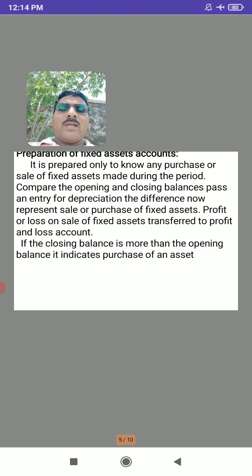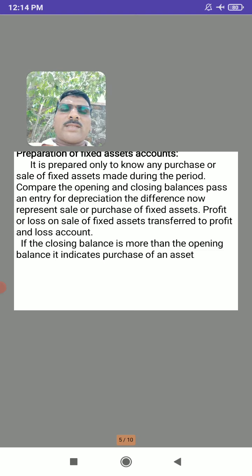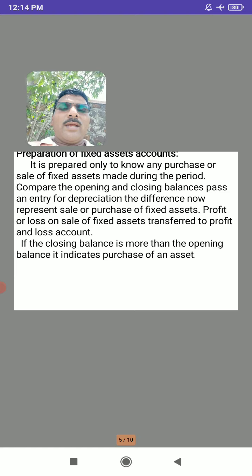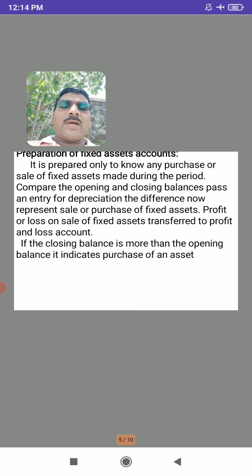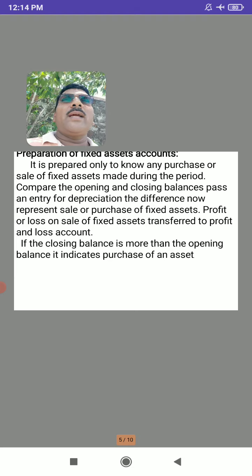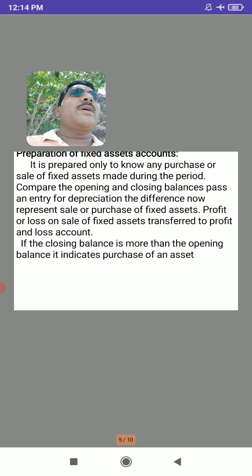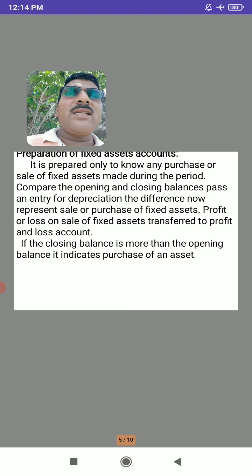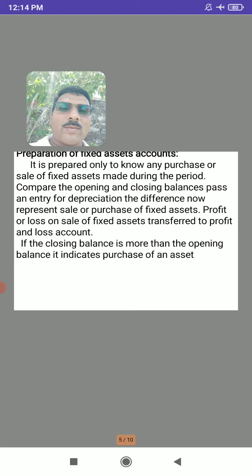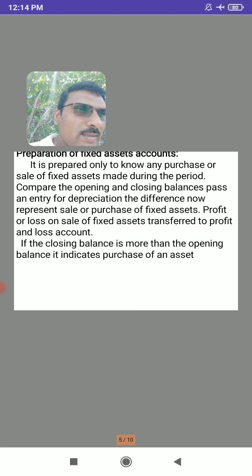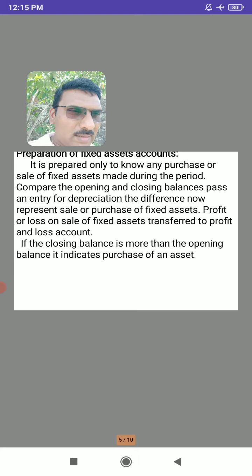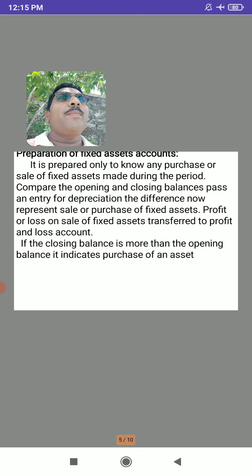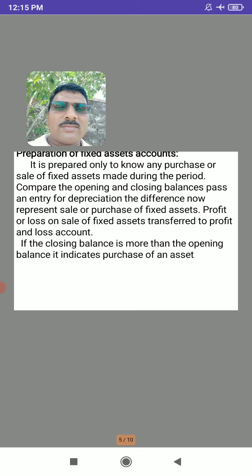If the closing balance is more than the opening balance, it indicates purchase of an asset. For example, if the opening balance is 10,000 and the closing balance is 15,000, there is a difference of rupees 5,000. Here the opening balance is less and the closing balance is more, which means during that period we have purchased an additional asset of rupees 5,000.